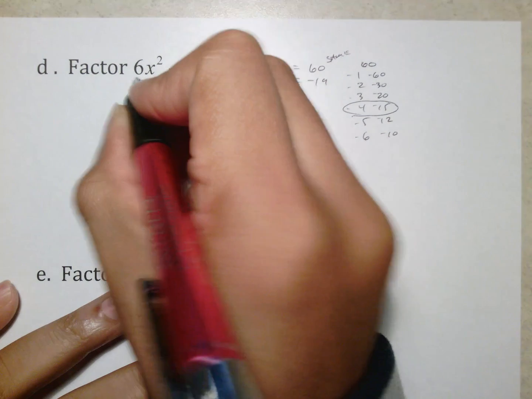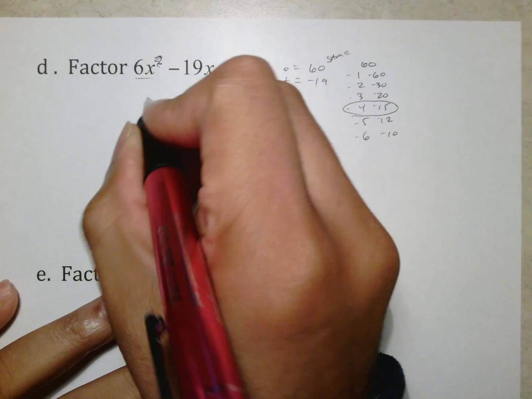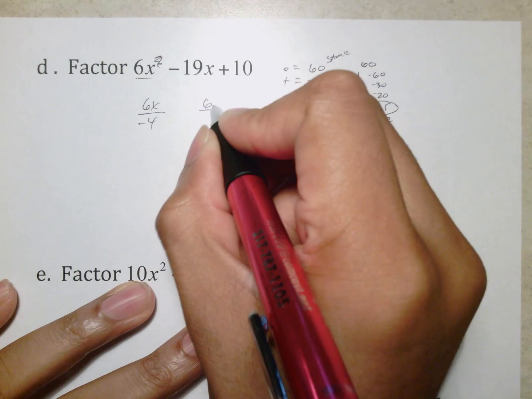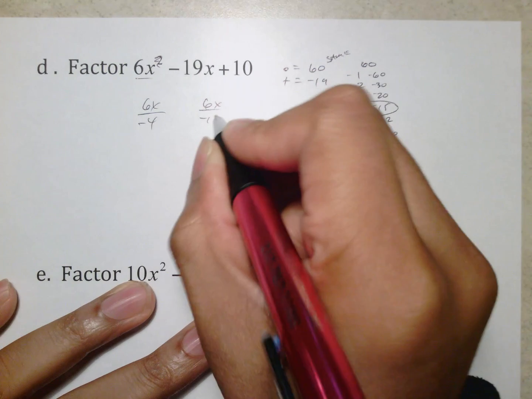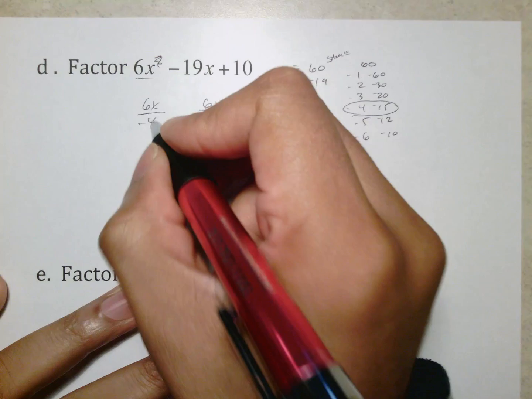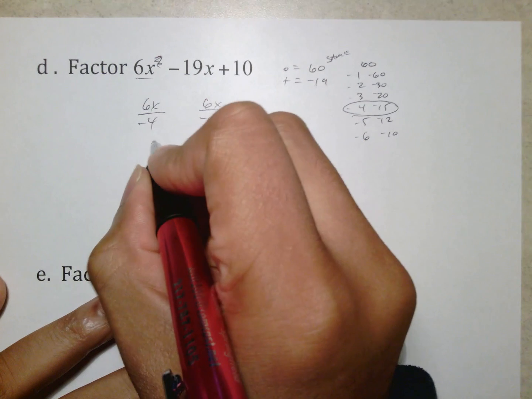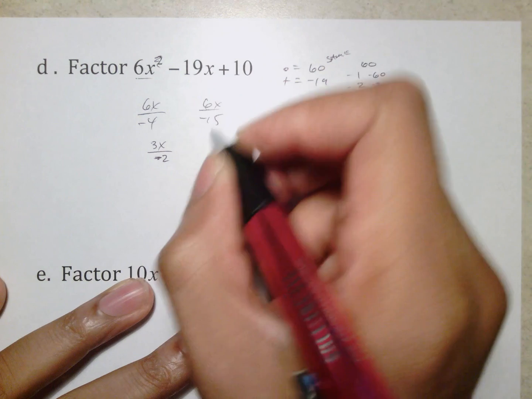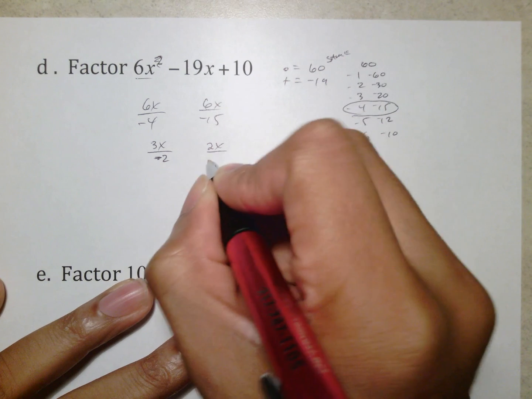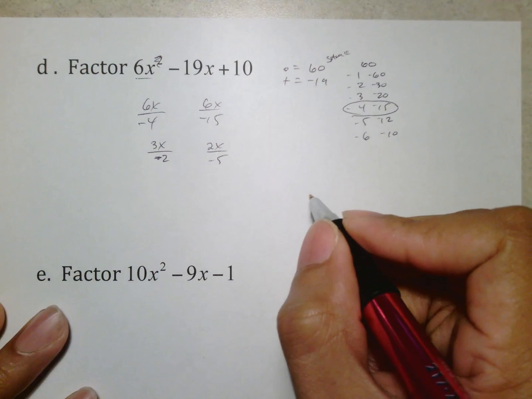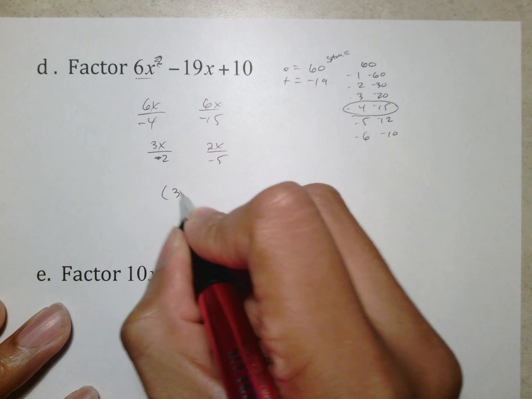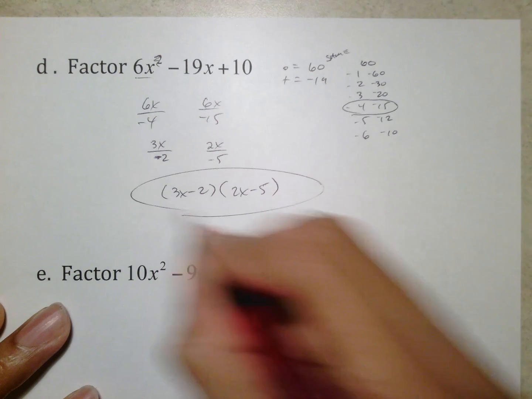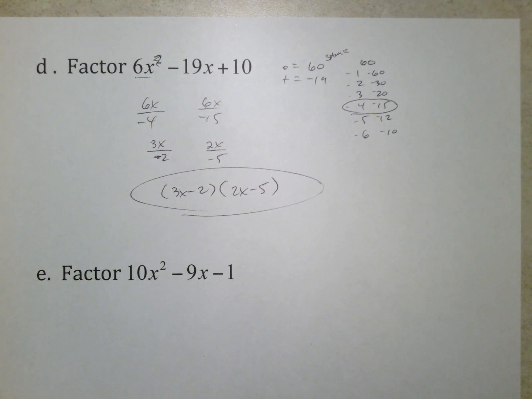And so now we take this 6x, ignoring the squared part, and we put 6x over negative 4, and we put 6x over negative 15. These both can be divided by 2, which means that this turns into 3x over negative 2. These both can be divided by 3, which means we get 2x over negative 5. In the end, we end up with 3x minus 2, we end up with 2x minus 5. And that is all that you have to do.